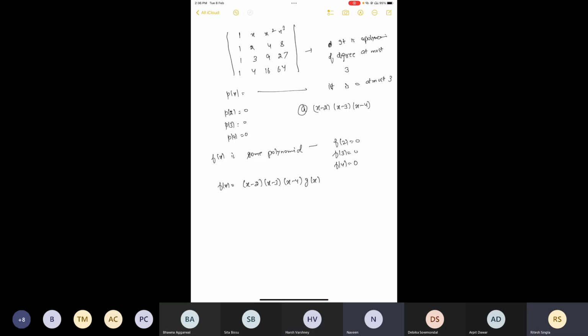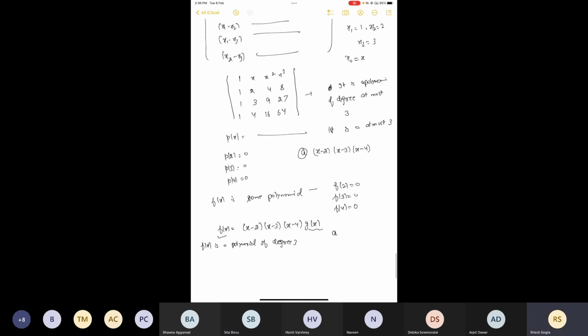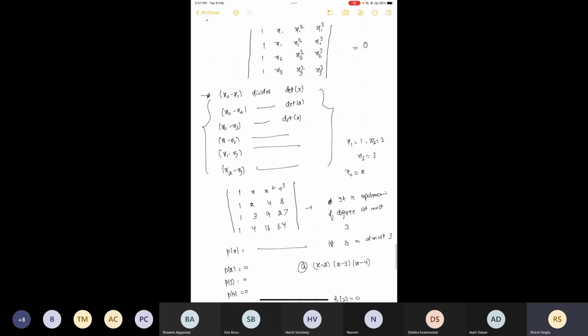Yes, sir. So now I am claiming that f(x) is a polynomial of degree 3. So g(x) has to be a polynomial of degree 1, no wait, a constant. So some constant a, right? So some constant multiple, right?